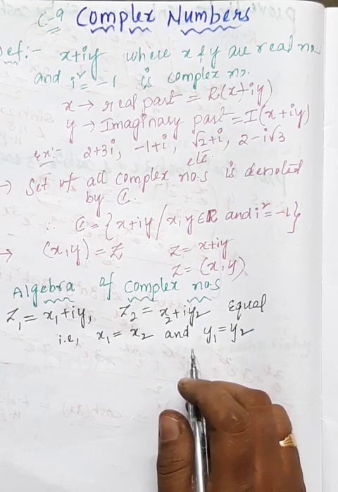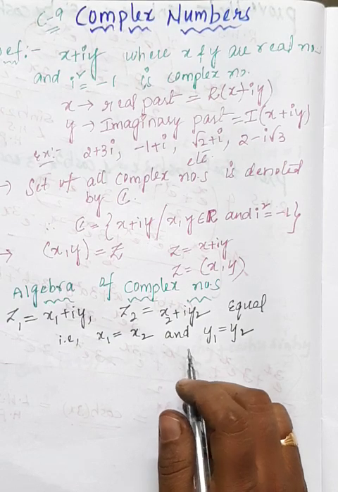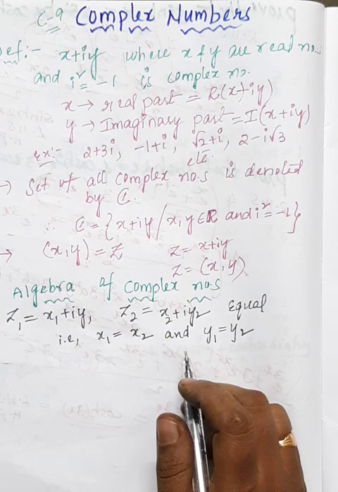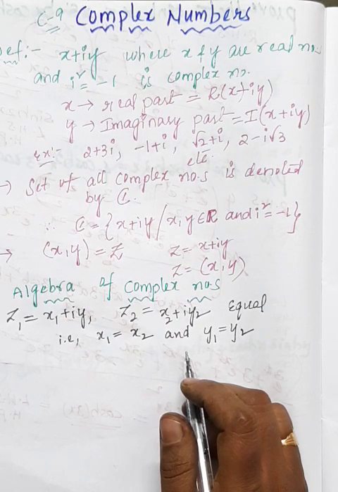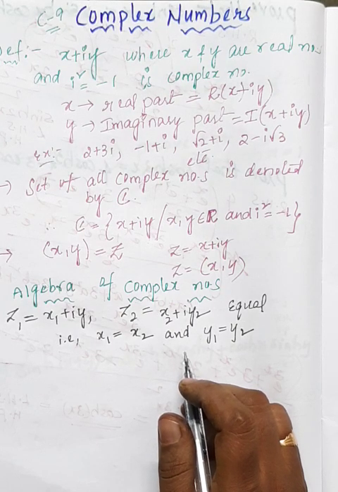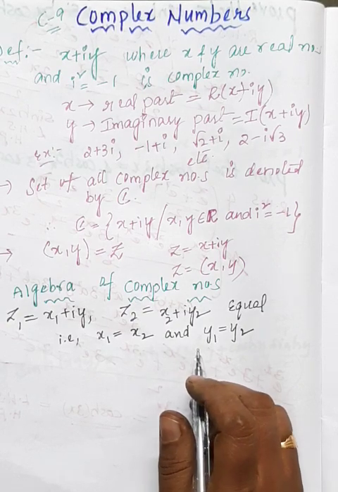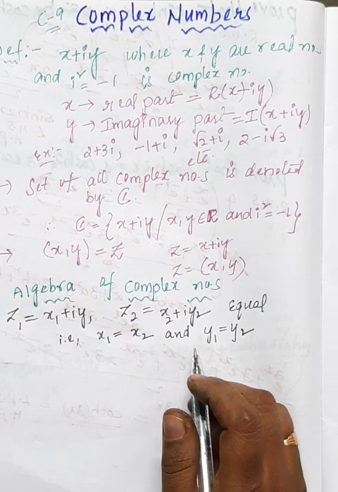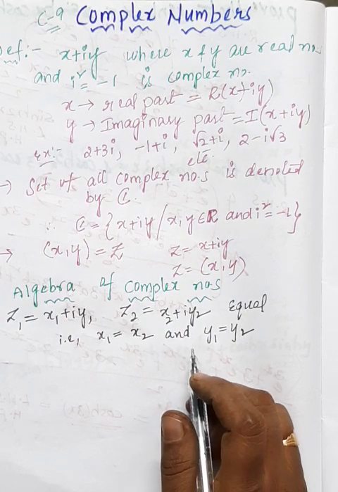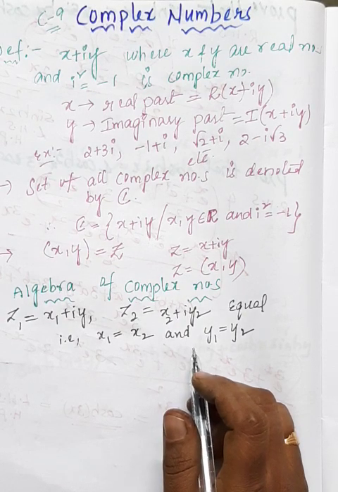That is, any two complex numbers are said to be equal when their real parts are equal and imaginary parts are also equal. Therefore, two complex numbers are equal if and only if the real and imaginary parts are separately equal. Now let us see the definition of addition, subtraction, multiplication and division of two complex numbers.